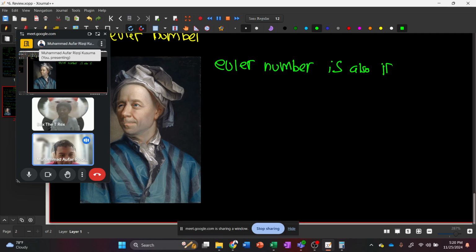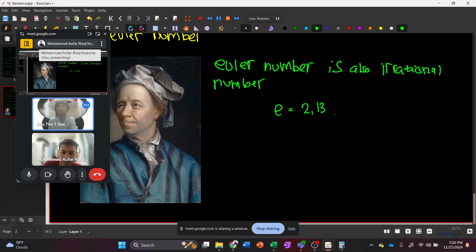Okay, this number, Euler's number, is also an irrational number, of course for the same reason as pi. The symbol is e. If I'm not mistaken, e is equal to 2.718 and so on. And we have pi, which is 3.14 and so on.